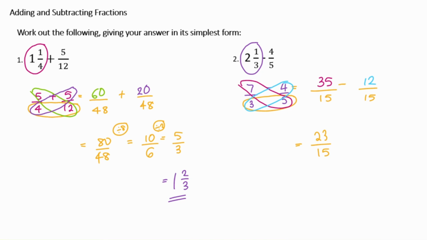Again, this is a top-heavy fraction, so we can do 23 divided by 15, which gives us 1, with the remainder of 8. So we put 8 as our numerator and denominator as 15. This is a mixed number in its simplest form, and that is our final answer.